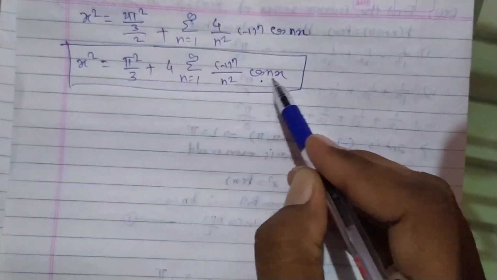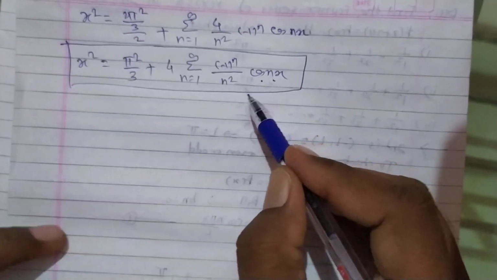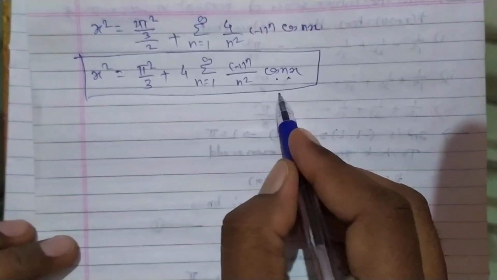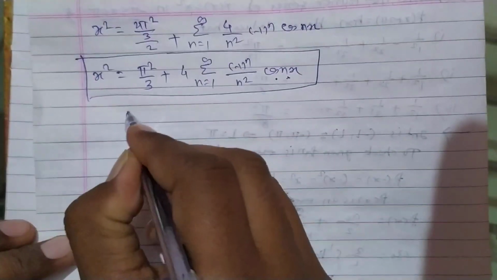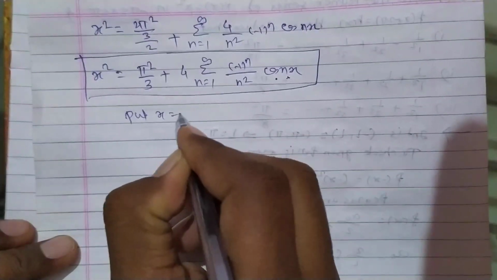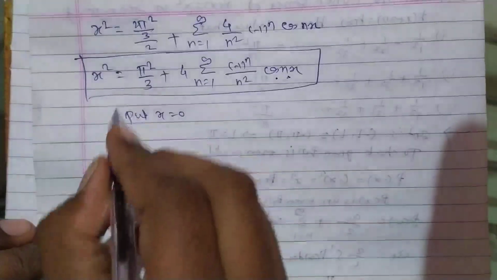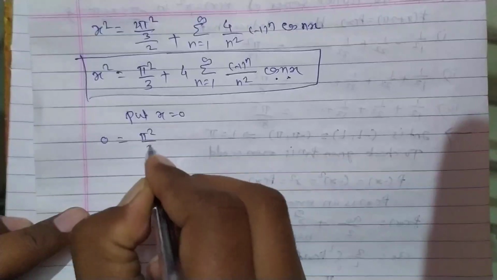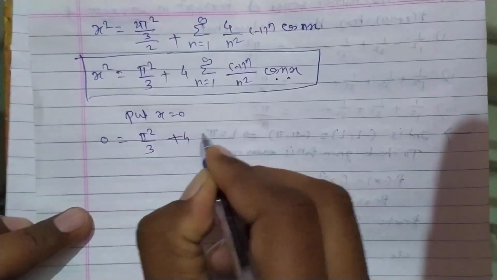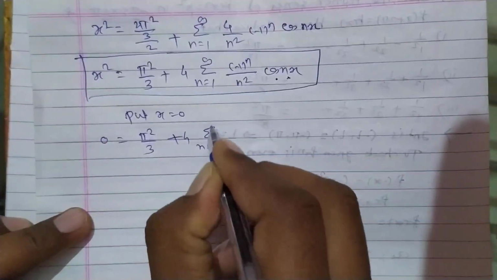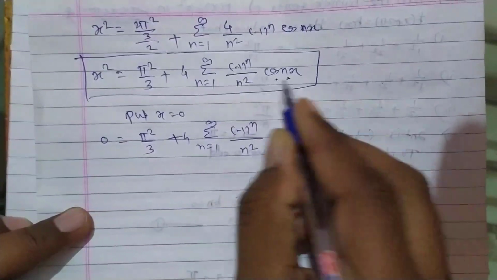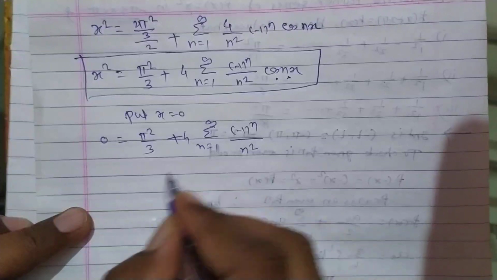So cos nx has to be cancelled, so choose a suitable value of x for that first condition. If we put x equal to 0 here, then we get 0 is equal to pi square by 3 plus 4 times summation of n varies from 1 to infinity minus 1 raised to n upon n square into cos 0. Cos 0 is 1.